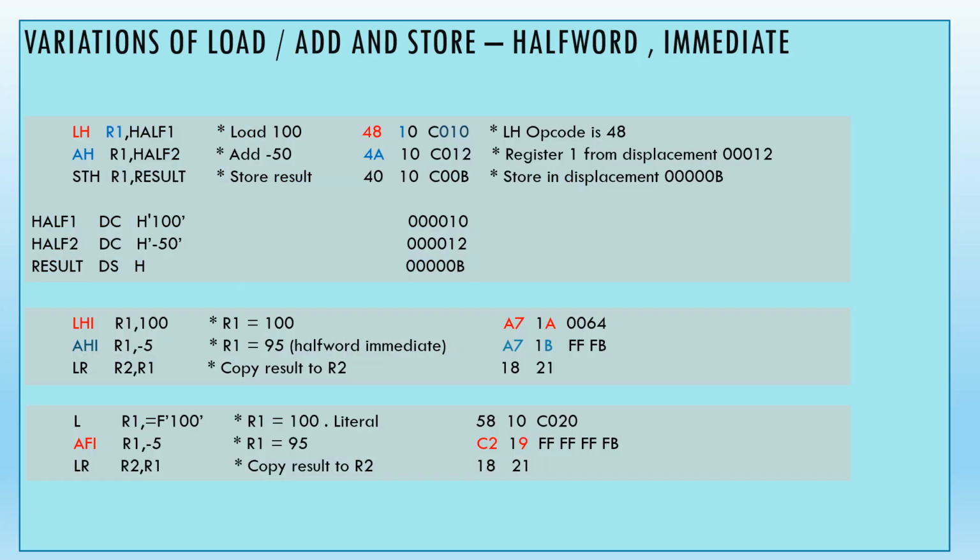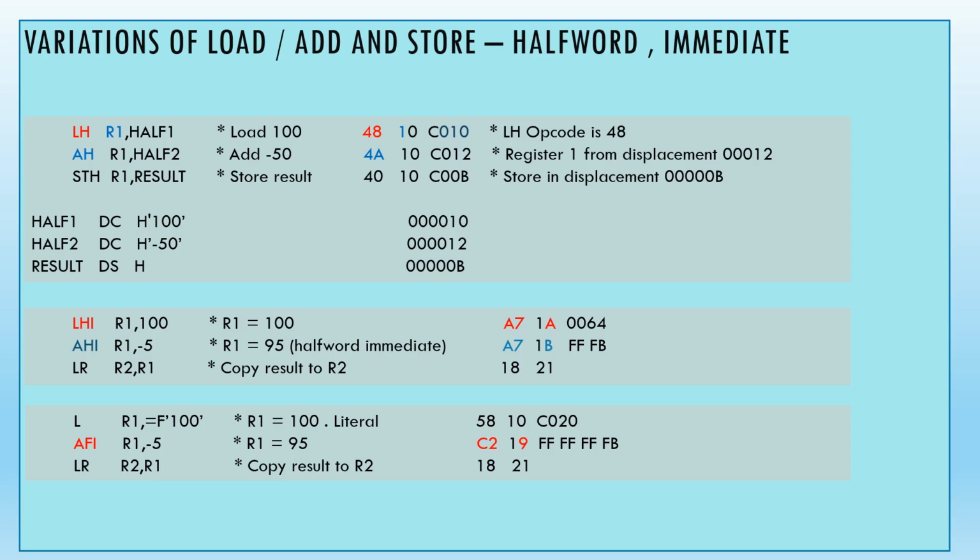Thank you. Okay, so let us look at variations of load, add and store, both for halfword and immediate. Here, if you see, apart from the code, I have written something on the right side. This is nothing but object code. As I told you, in HLASM, which is the High Level Assembler language, once you compile a program, just like any other programming language, you will get an object code.